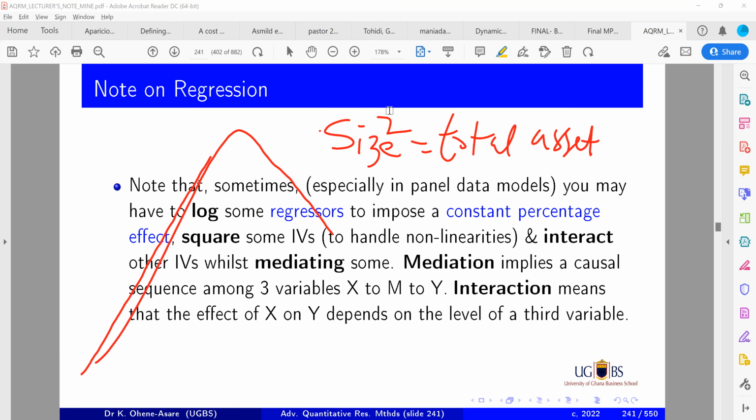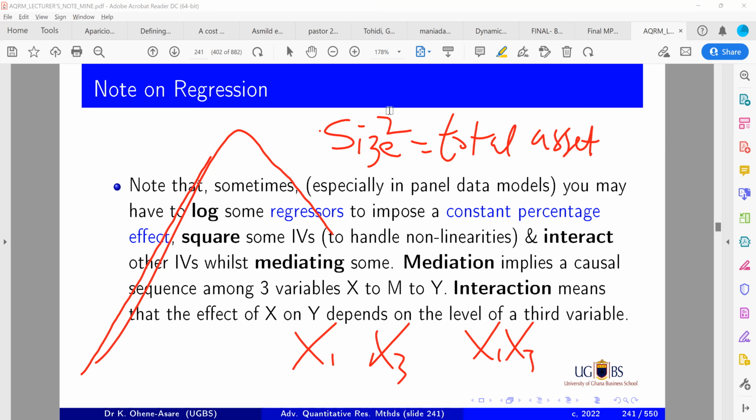And some variables, you have to interact them because you believe that when I'm able to interact capital structure with corporate governance, I will be able to see a better impact than just looking at the impact of capital structure on performance. So you believe that capital structure and corporate governance must be interacted. So if capital structure is X1 and corporate governance is X3, you will create a new variable, which is X1, X3, by multiplying them and then running that in the regression model. You can do that. And that is an example of interaction.